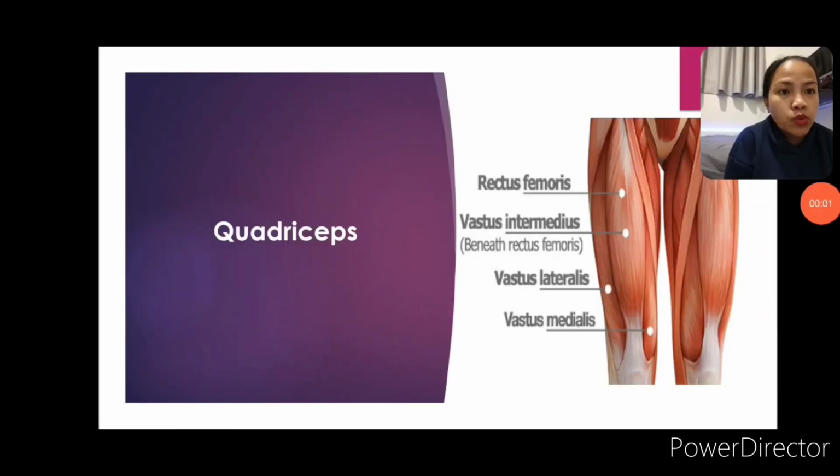So the first part I want to discuss is the quadriceps. The one right here, the big muscle in the front, is called rectus femoris. Rectus means straight. It's a straight muscle, and femoris because, again, it's connected to the femur bone. What it does is flexion at the hip and extension at the knee. Then there's vastus intermedius, vastus lateralis, and vastus medialis. What they do is extension at the knee.